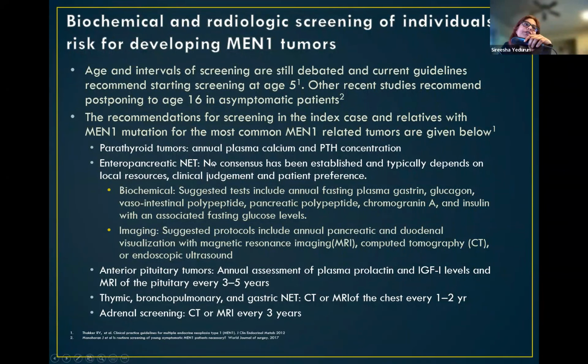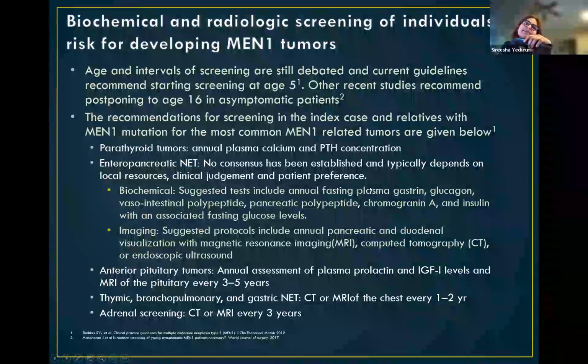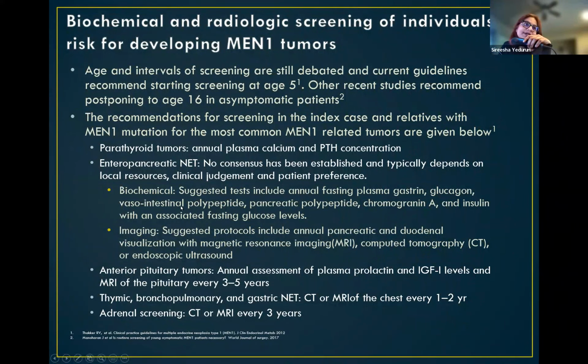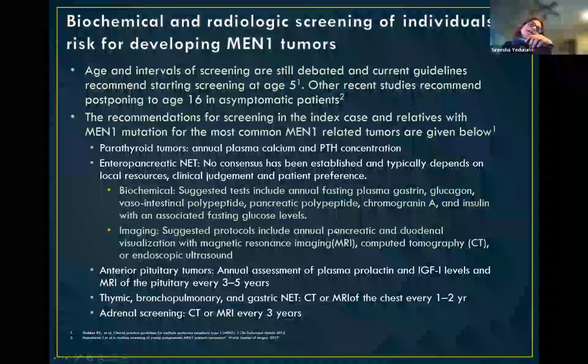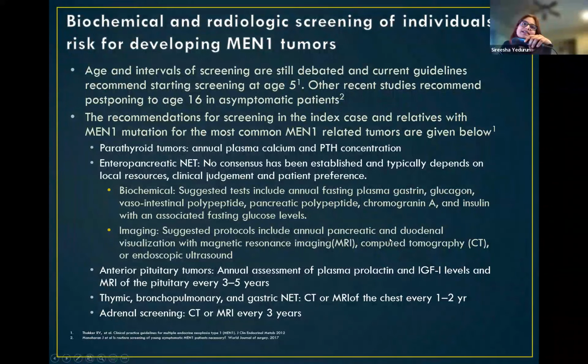For neuroendocrine tumors, there is no consensus. Some people talk about biochemical screening, testing annual fasting plasma gastrin levels, glucagon, VIP, pancreatic polypeptide. And then imaging is suggested: annual imaging studies with either MRI, CT, or endoscopic ultrasound.